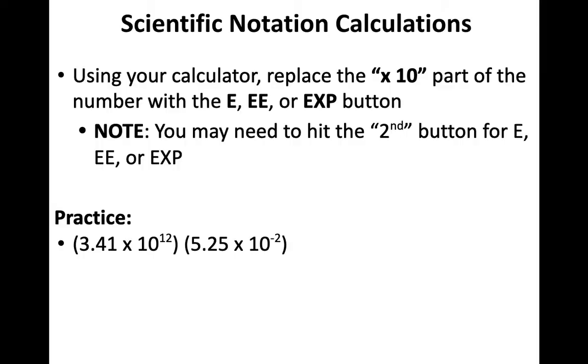Being able to convert a number into and out of scientific notation is a great skill to have. However, sometimes you're going to have to perform calculations using numbers in scientific notation. The easiest way to do this is to use your calculator, but we want to replace the times 10 part of the number with the E, EE, or EXP button. Note, on most calculators, you're going to have to hit the second button in order to use the E, EE, or EXP button. Let's do this practice problem together. So take out your calculator now.